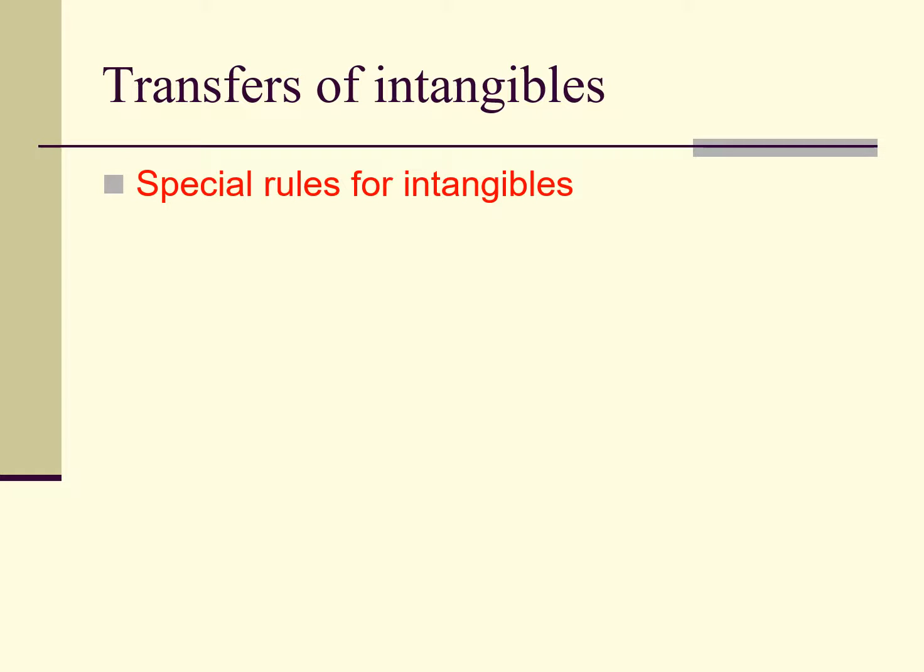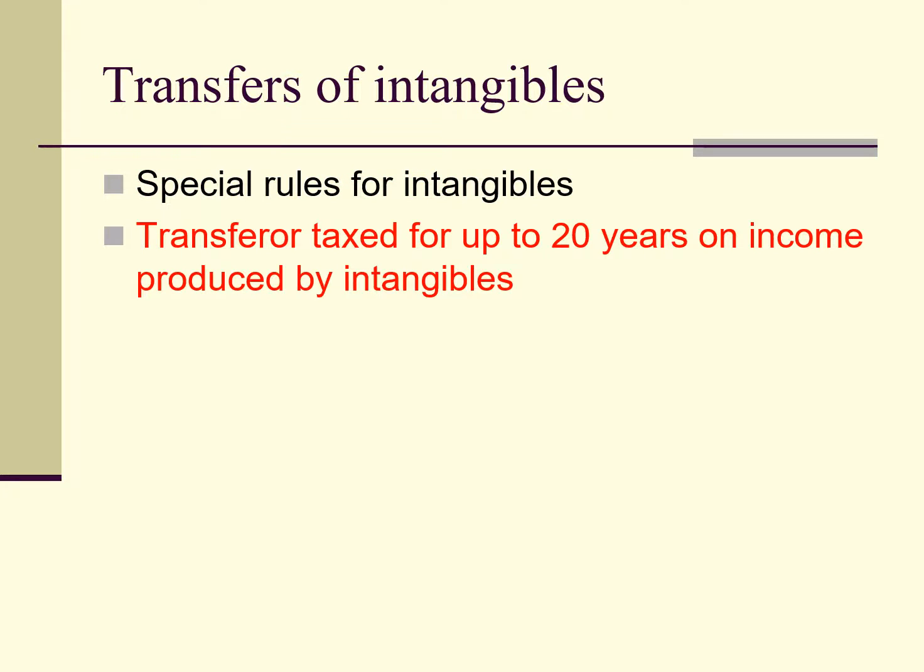The special provisions for intangibles are important because transfers to new foreign corporations so often involve valuable intangibles, such as patents, trademarks, and copyrighted materials. Under the special rules, instead of the transfer of an intangible being immediately taxed, the transferor is taxed for a period of up to 20 years based on the income produced by the foreign corporation using the intangible.